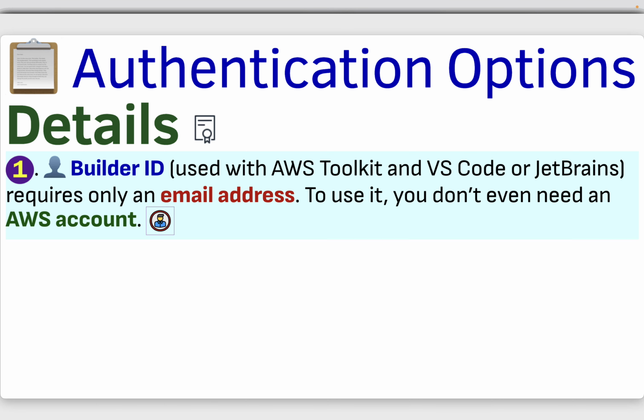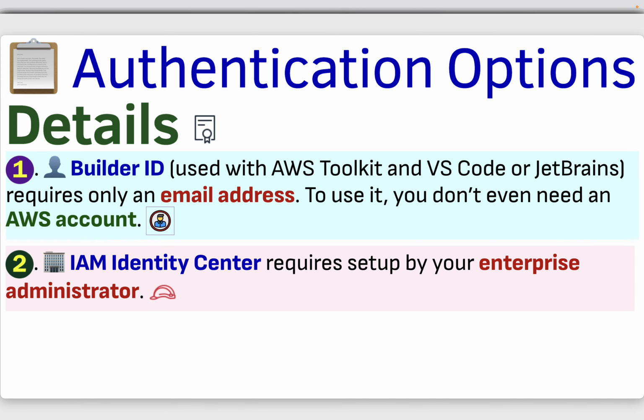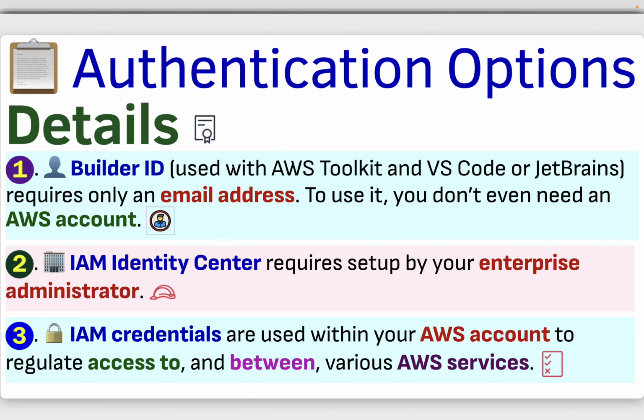Authentication options details. So first, Builder ID. This is again for the Toolkit in VS Code and JetBrains. This one requires only your email address, and to use it, you don't need any AWS account. And IAM Identity Center requires setup by your enterprise administrator because it's a single sign-on service. So somebody in the enterprise or the company has to configure this. And IAM credentials are used within your AWS account to regulate access to and between various AWS services, which is for the last option, like SageMaker AI Studio or Cloud9 or Lambda.